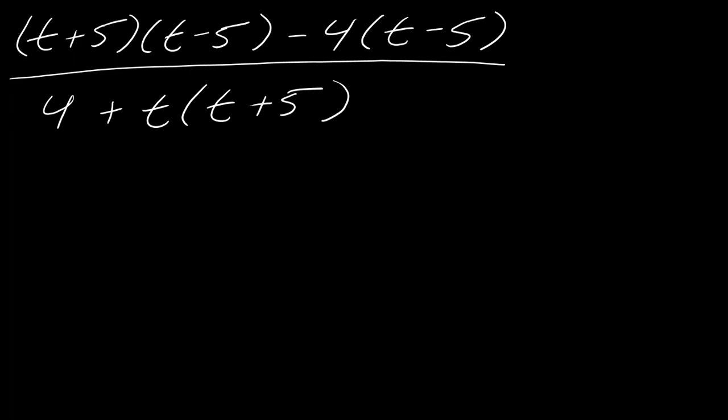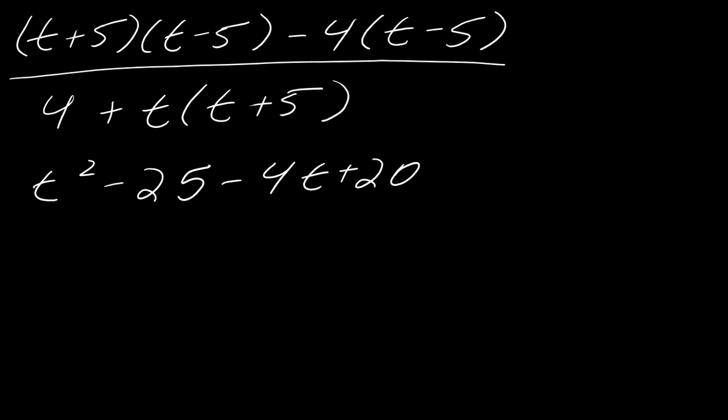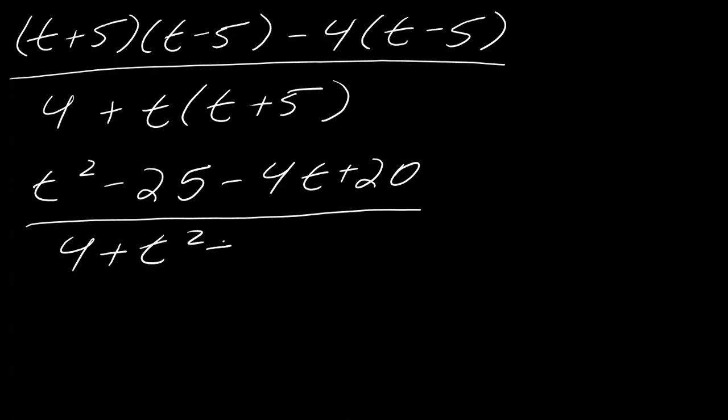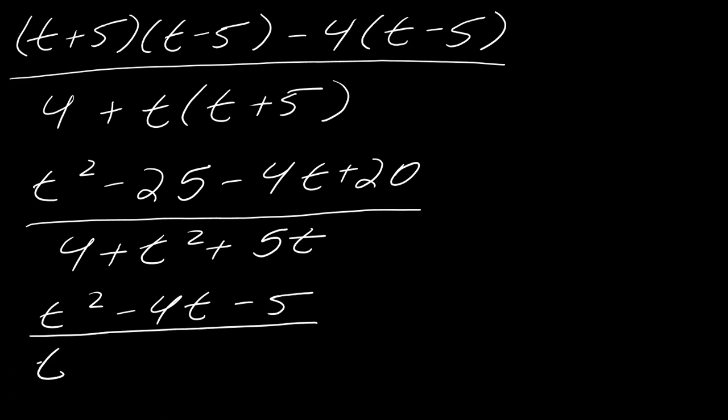Okay, so let's see. This right here is just going to end up becoming t squared minus 25. And then this will be minus 4t plus 20. First things first, make sure that you actually wrote plus 20 on your paper, if you're playing along at home. And then 4 plus t squared plus 5t. Okay, let's collect our like terms and write everything in descending order. So this will become t squared minus 4t minus 5. Cool. And then this will be t squared plus 5t plus 4.